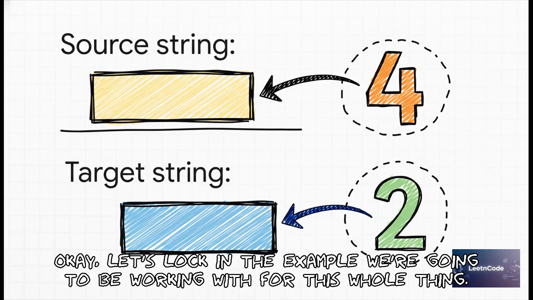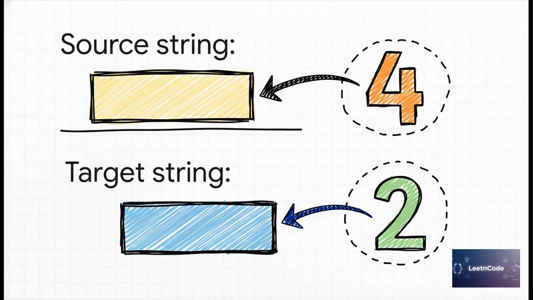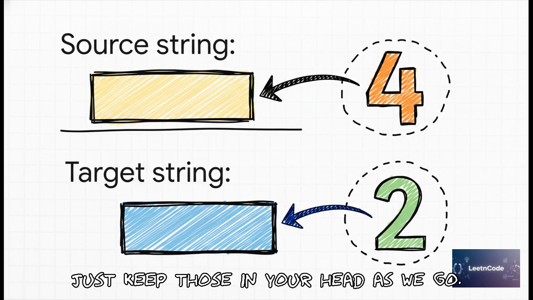Okay, let's lock in the example we're going to be working with for this whole thing. Our first string, S1, is going to be ACB, and we repeat that 4 times. Our second string, S2, is AB, and we repeat that twice. Just keep those in your head as we go.